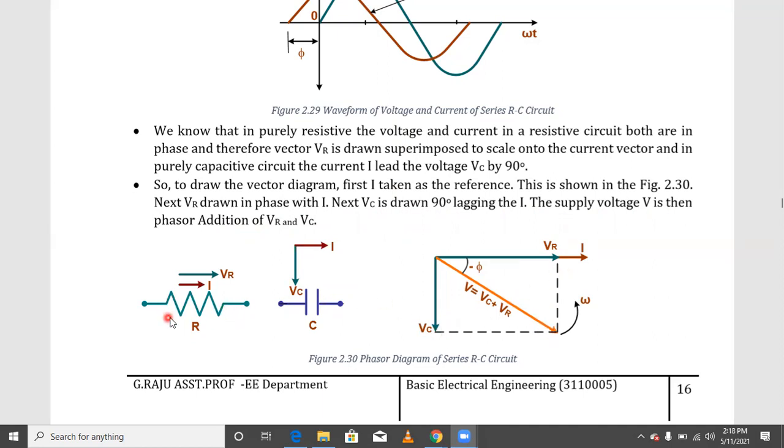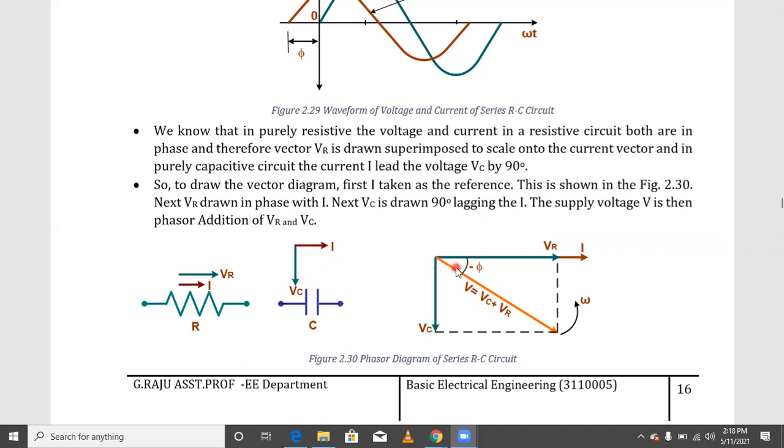For example, this is the resistor. For the resistor, voltage and current are in phase. For the capacitor, current is leading and voltage is lagging. Current leads the voltage by 90 degrees, or otherwise, voltage lags the current by 90 degrees. Both meanings are the same. Voltage lags the current by 90 degrees, otherwise current leads the voltage by 90 degrees.